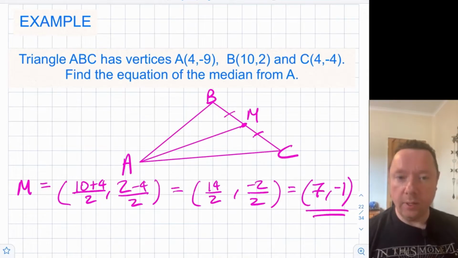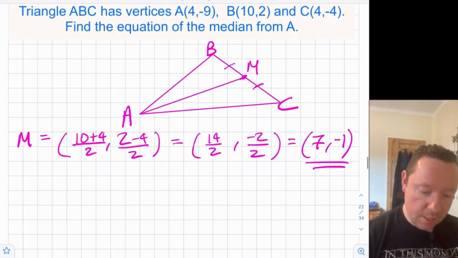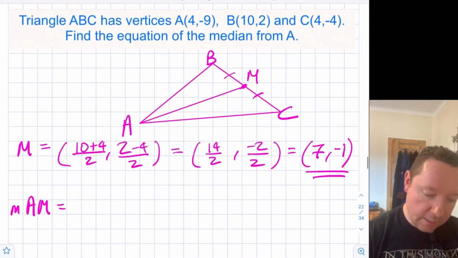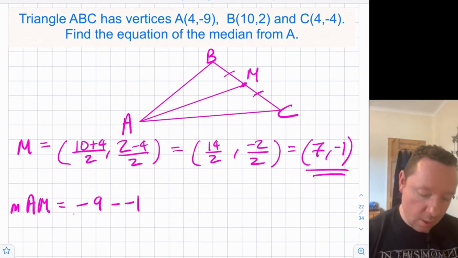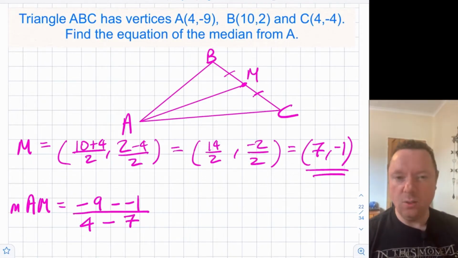We've already had point A, but we need the gradient. We've got 2 points to find the gradient between A and M. So if I write this as the gradient between A and M, well, remember A is (4, -9). So we've got -9 minus -1, y2 minus y1, over x2, that's 4 minus 7. Or alternatively, you could have gone the other way, -1 take away -9, 7 take away 4. It makes no difference really.